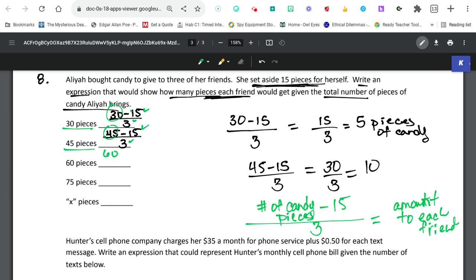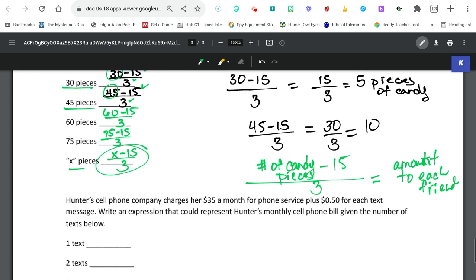So I'm going to take 60, take the 15 out, divided by 3. Take 75, take the 15 out, divided by 3. Now take x, that's the number of pieces, take the 15 out and divide it by 3. That's the expression.